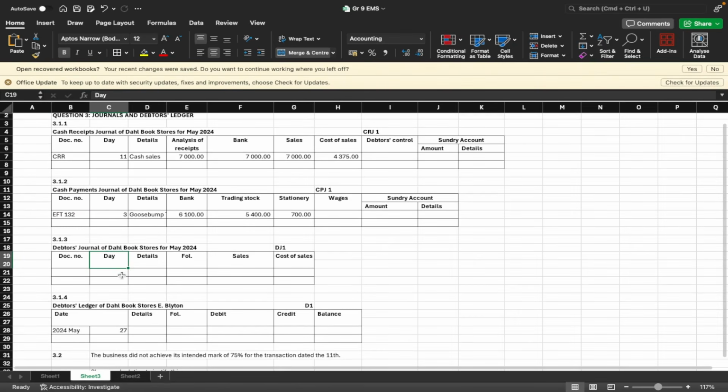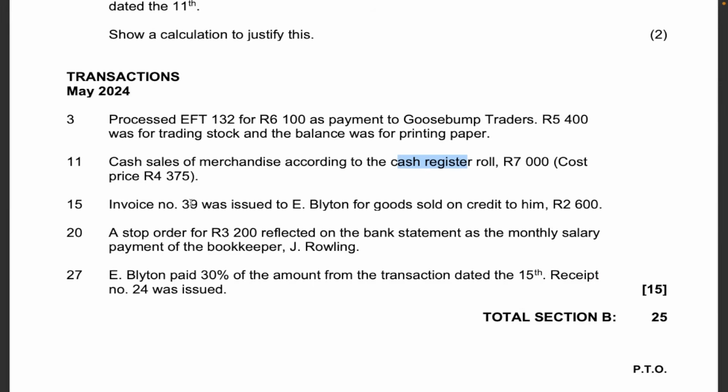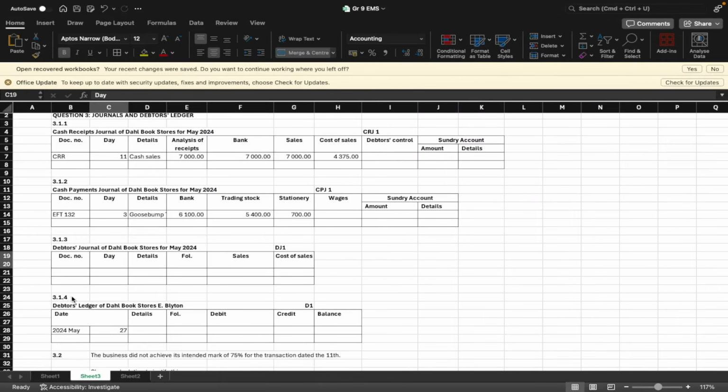Whenever you sell to any of your debtors on credit, you will record it in the debtors journal. Okay, so let's go back, and you can see here invoice number 39. So we'll put 39 and the day is the 15th. The document number is 39 and the day is the 15th.